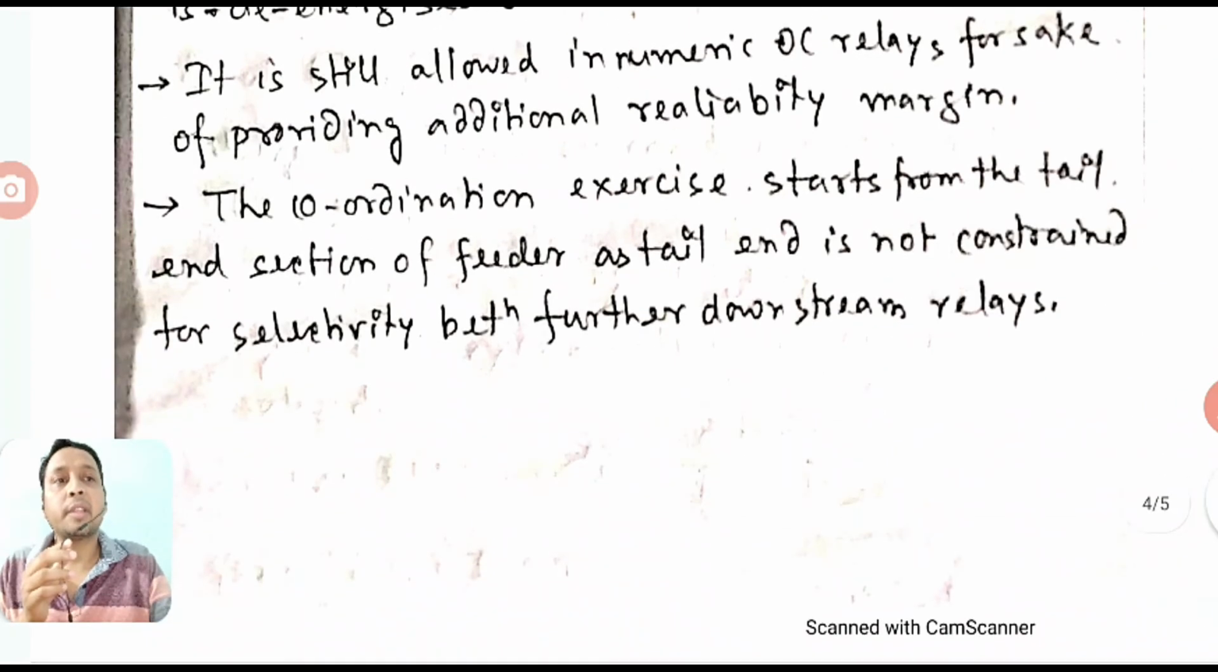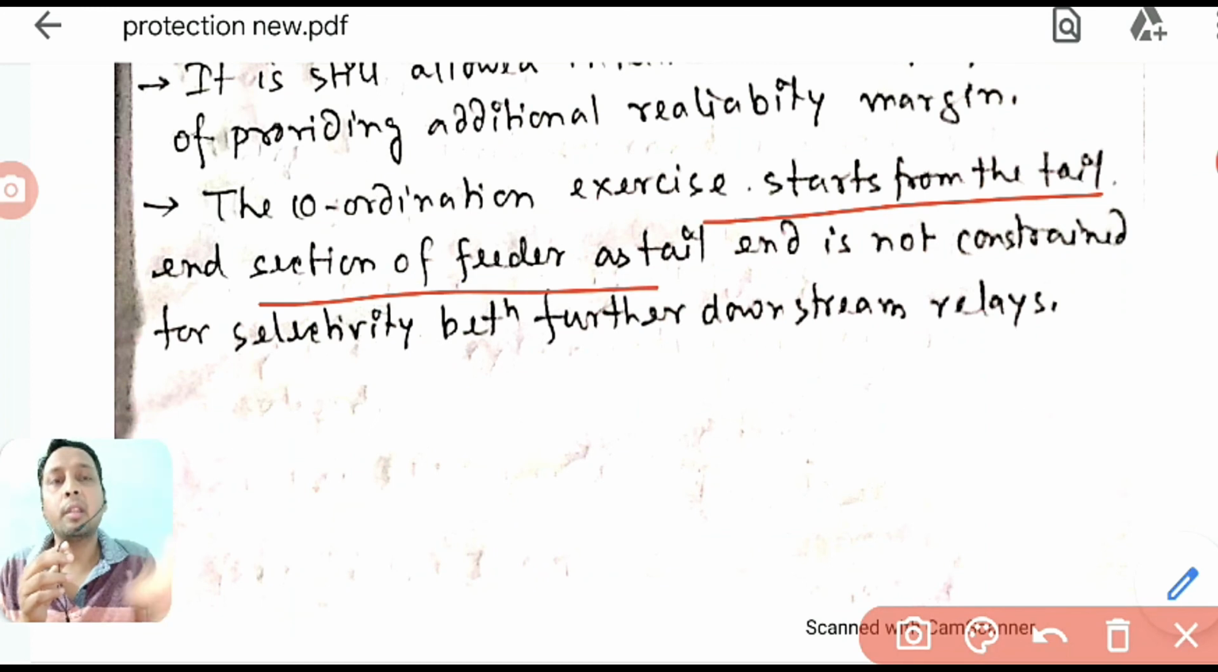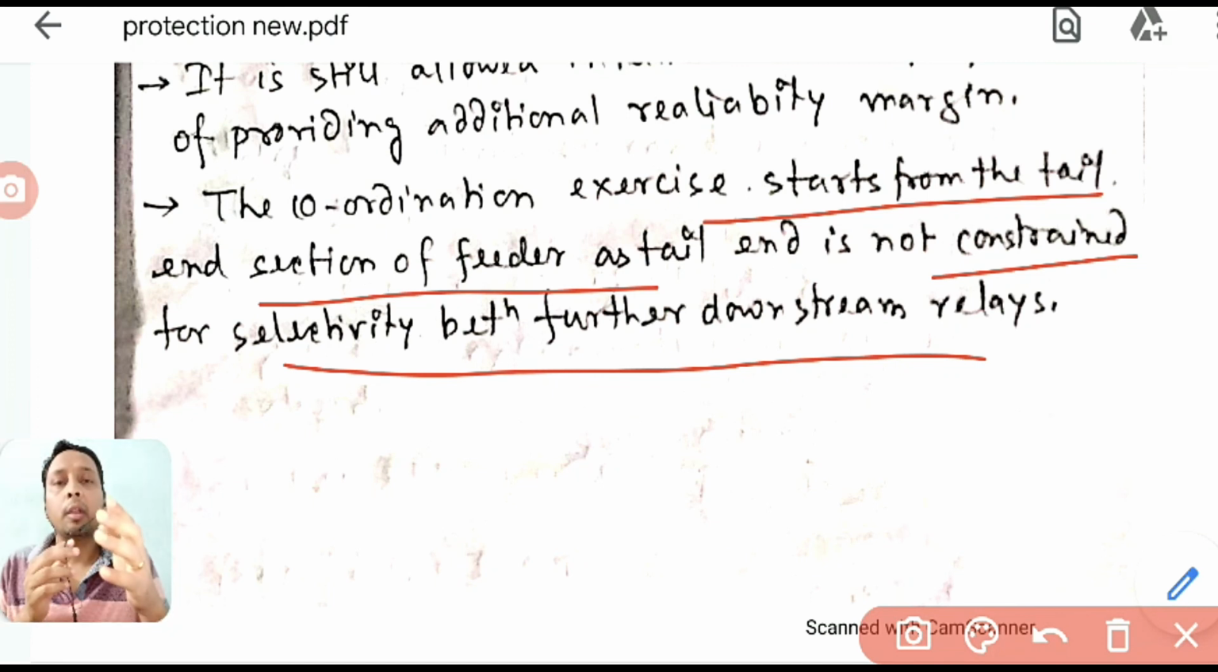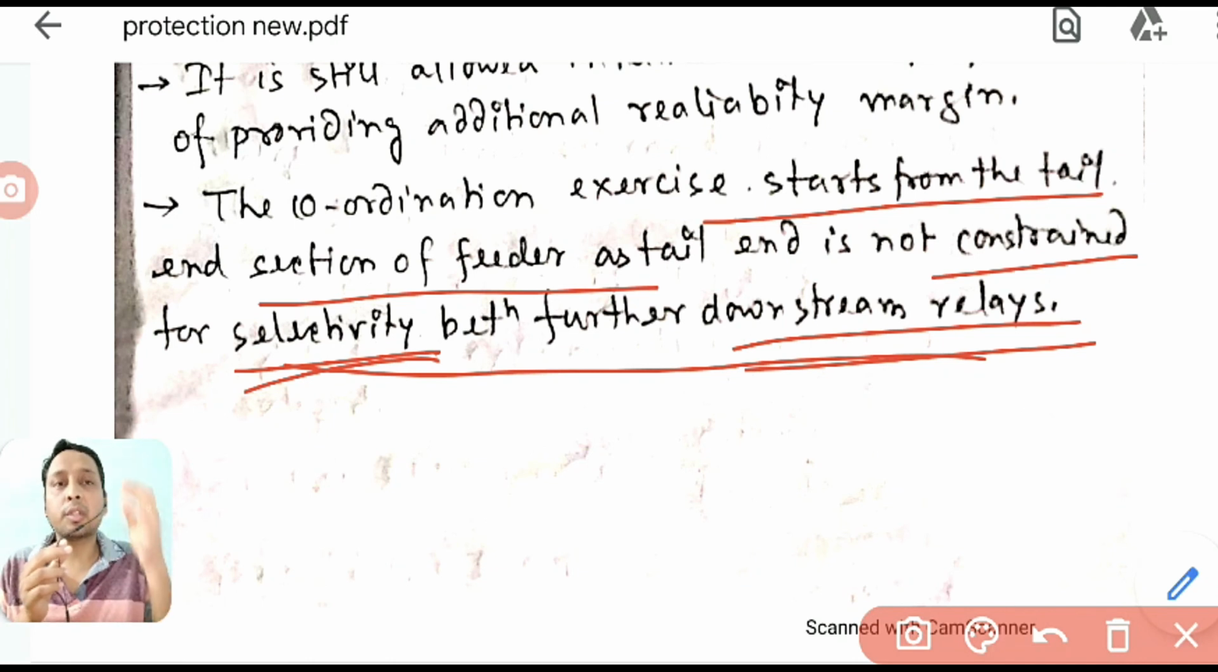So the coordination exercise, where will you start from? We will start from the tail end section at the farthest end, because there is no constraint of selectivity. If you see, the last end is C, so we will start from the BC section, relay RB, because there is no further downward relay. RB is not constrained to be selective. The last section is not backup for any other section, so anything beyond that can't happen. There is no question of selectivity there. There is no further downstream relay. So you will start from the tail end.